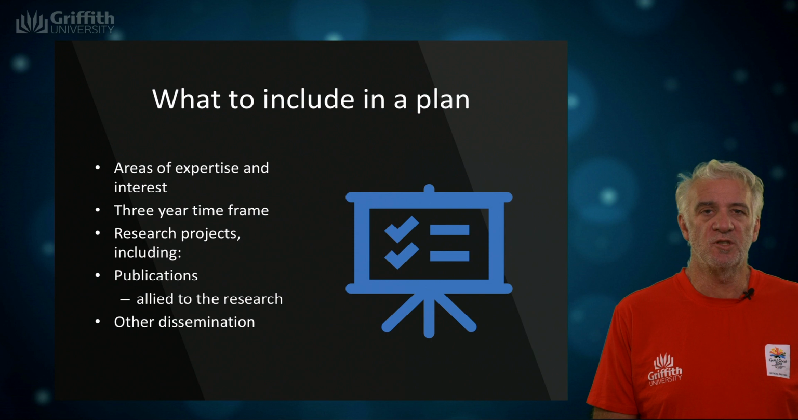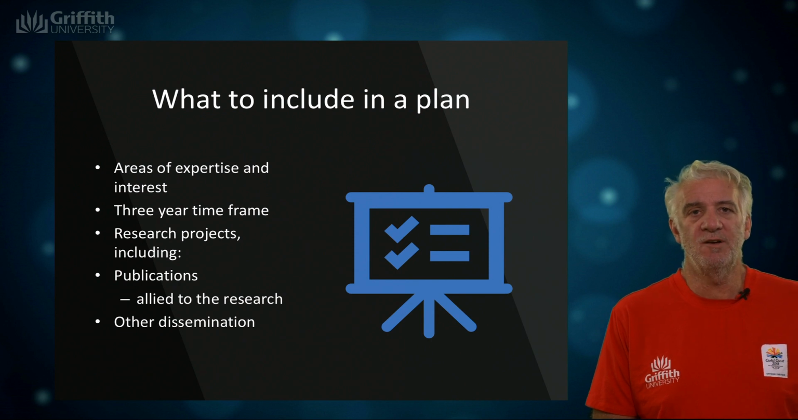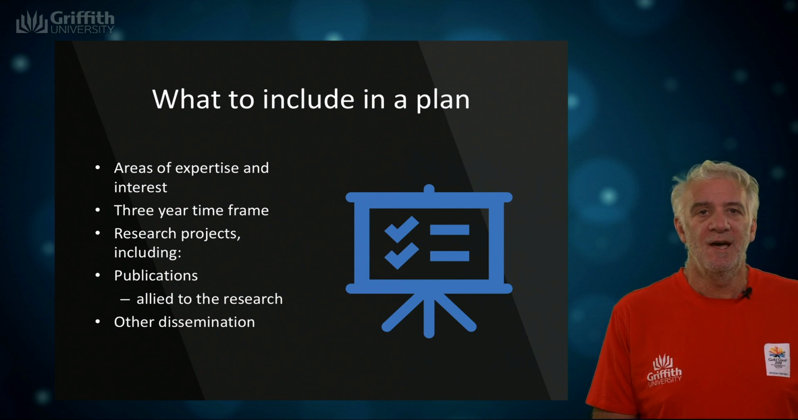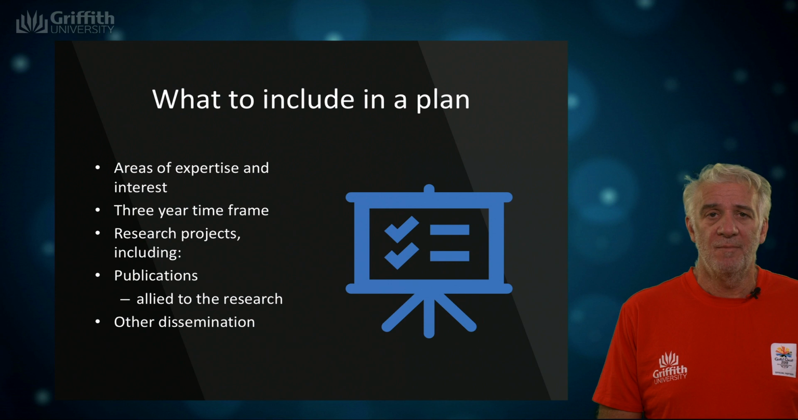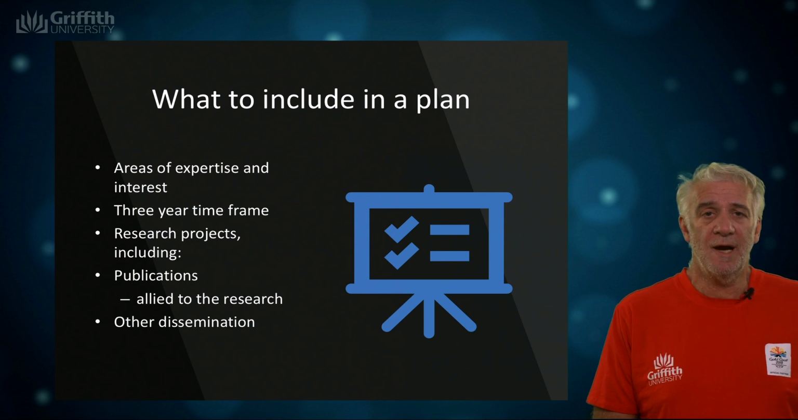The third thing it should include is your research projects. All the research projects you're doing, including funded ones and not funded ones. And it also should include the publications you hope to publish from that research. So the publications you do should come from your research. That's what academic publications are. You found something out by doing some research and you're going to share it with people.